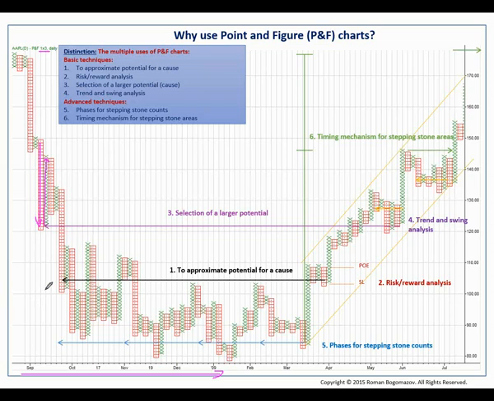And so the way to think about a point and figure chart is that it's not a function of time on the x-axis, it's a function of volatility. And so as prices move to the right, it's because there's been a minimum amount of price volatility in the opposite direction that has caused the columns to be moved to the right.